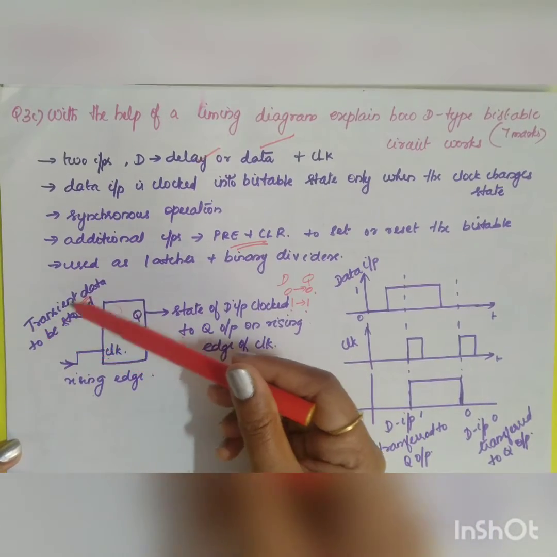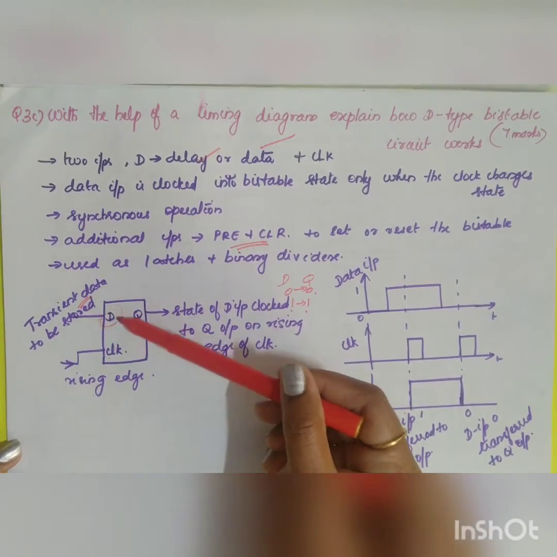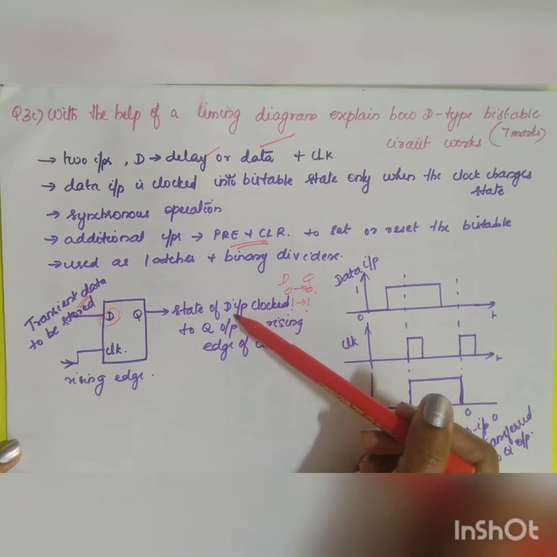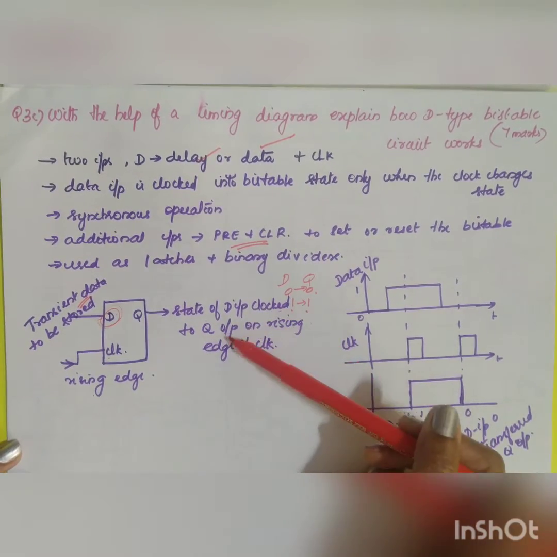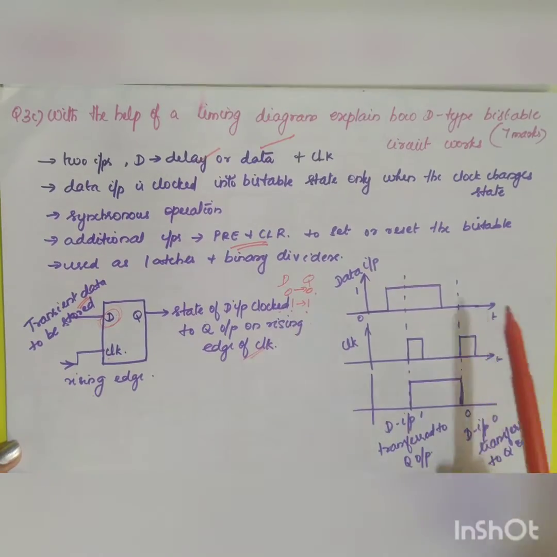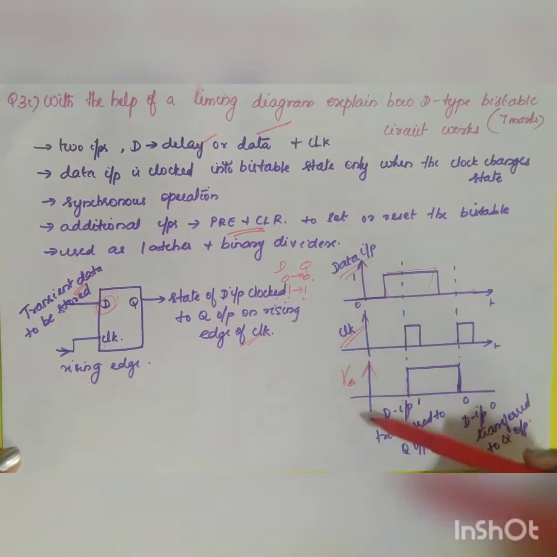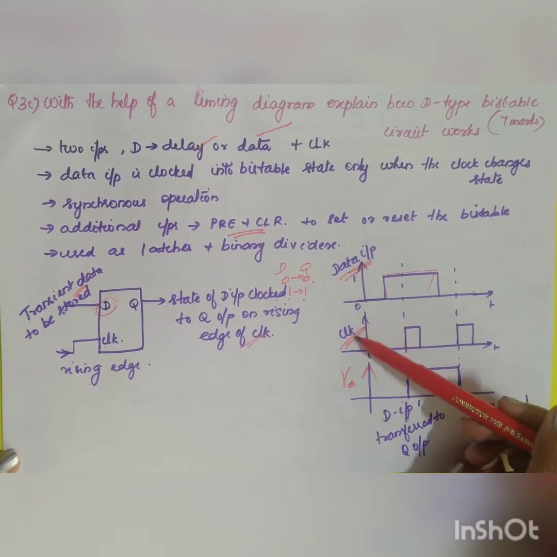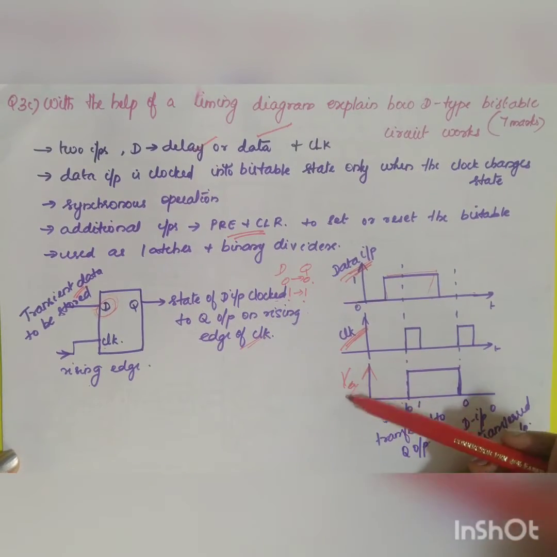So here the input transient data to be stored is given in your D input, and Q will have the state of the D input clocked to Q output on the rising edge of the clock. So in the timing diagram, you have the three waveforms which are taken. One is your data input, second is your clock, and the third is your output signal.